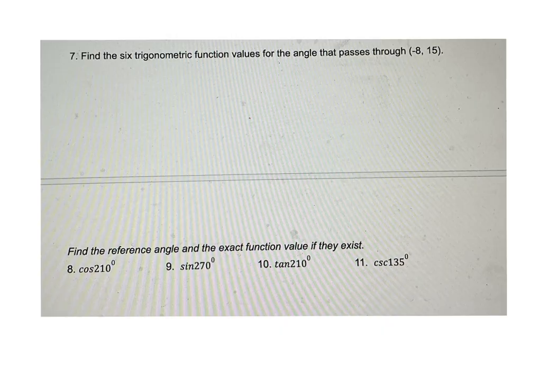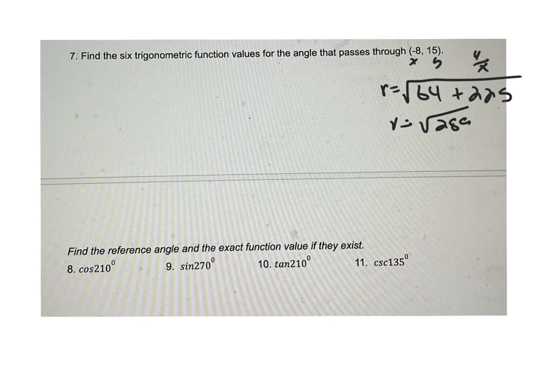Number 7, find the six trig functions of the angle that passes through that point. Remember, cosine is x, sine is y, tangent is y over x. But we need r. It's really x over r, y over r. The way we find r is we do the x squared plus the y squared and see what we get. When I square those and add them, I get 289. So my r is really 17. That's a big deal. It's not an answer, but it's r, which I need.